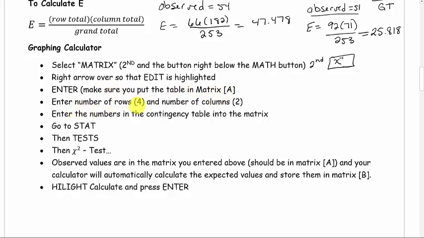Then you'll need to enter in the number of rows. In this example it's 4, and the number of columns. In this example that will be 2. Enter the numbers in the contingency table into your matrix, and then you're going to want to go to Stat, Tests, and then select the chi-squared test. The observed values will be in the matrix that you entered above, so you should put that in matrix A. Your calculator will automatically calculate the expected values and store them in matrix B. Then you want to highlight Calculate and press Enter.